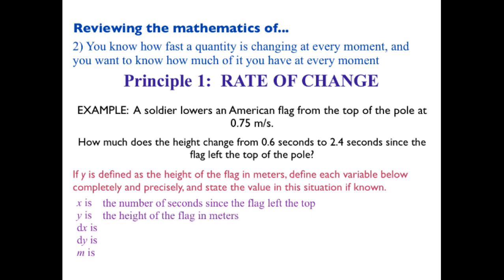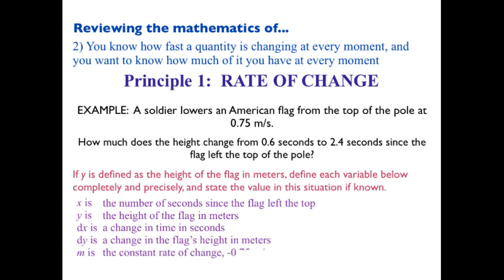I already told you what y was. So dx is a change in the time in seconds, or a change in the number of seconds. dy is going to be a change in the height. And then m is the constant rate of change. What is the constant rate of change? 0.75? So y is defined as the height above the ground. So the constant rate of change is? Right, as time increases, the height decreases, which means that we have to have a negative rate, right? Negative rate.